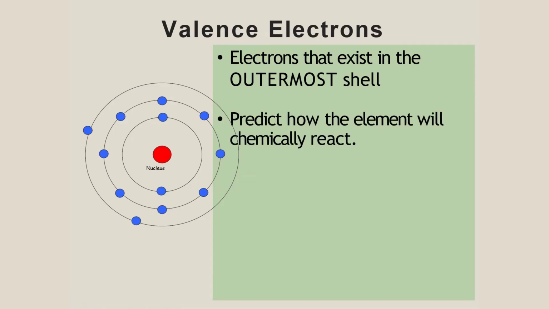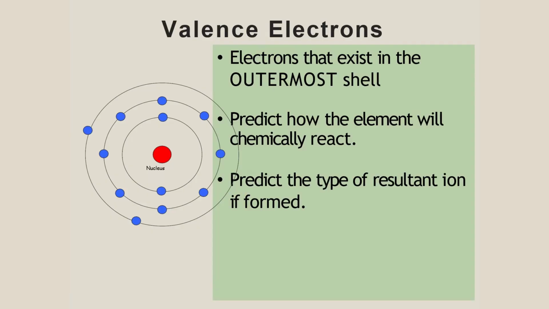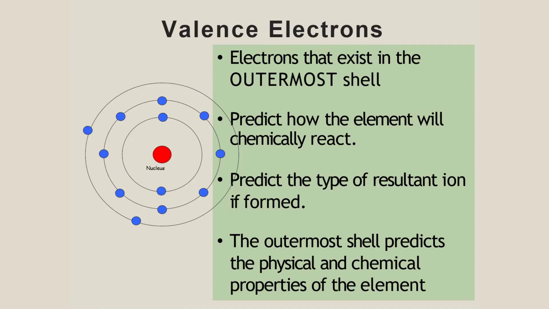Using these valence electrons, we can predict how the element will chemically react, how an atom of this element will form a bond with another atom. Also, the valence electrons can be used to predict the type of the resultant ion if formed, whether this atom will form a positively or a negatively charged ion. The outermost shell, the valence shell, predicts the physical and the chemical properties of the element.